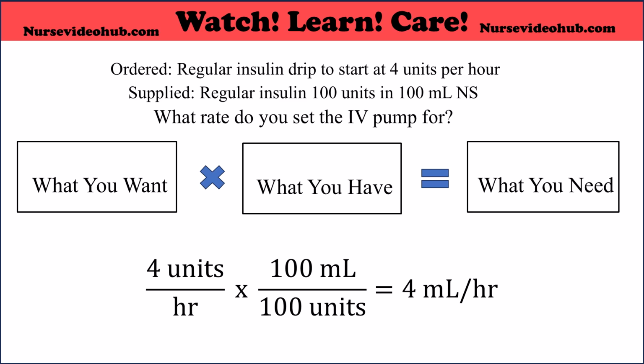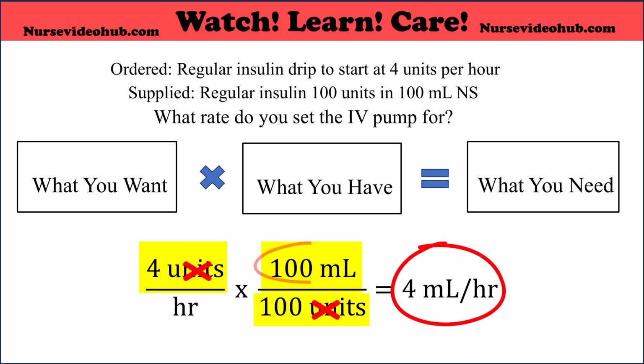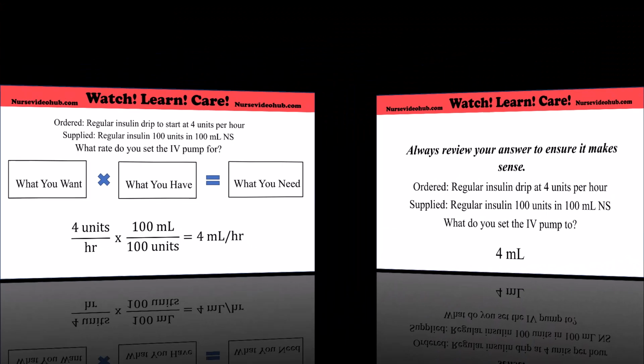Write out the prescribed dose as a fraction, 4 units per hour. Then write the available medication in a fraction with the units set up so they cancel out, 100 milliliters over 100 units. You calculate the answer by multiplying across. 4 times 100 divided by 100 equals 4. The units canceled out, leaving you with milliliters per hour. You would set the IV pump for 4 milliliters per hour of insulin.